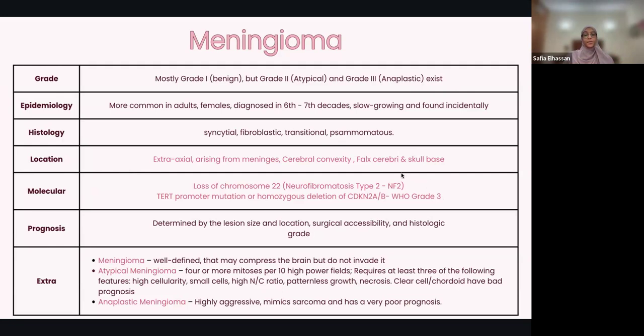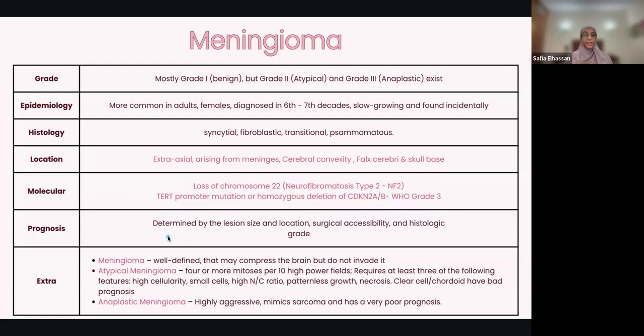You would usually see it in the cerebral convexity or in the fossa cerebri and the skull base. As for the molecular mutations, there's loss of chromosome 22. This is also known as neurofibromatosis type 2, or NF2. Now, there is another mutation, which is the TERT promoter mutation or homozygous deletion of CDKN2A/B. The significance of this mutation is that it usually represents a more aggressive tumor. So if the tumor has this mutation, then it's automatically grade 3.